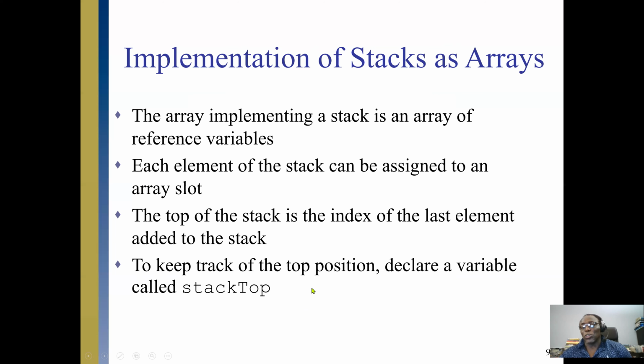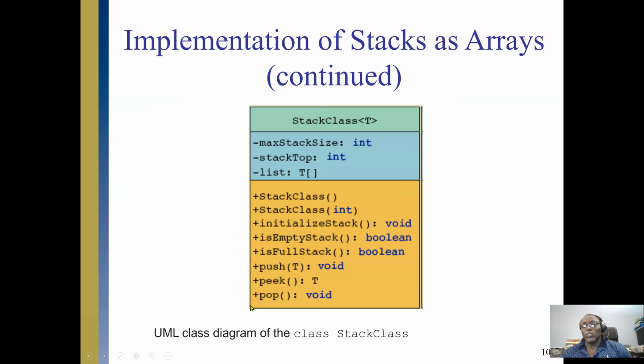To keep track of the top position, we declare a variable called stackTop. This will be in the stack class, one of the instance variables. We also declare the array with a specific size. Those are the two main instance variables that we need. So this is again the stack class. We have the stackTop, and also this is the array implementation. Our array name is list. The data type is generic T.